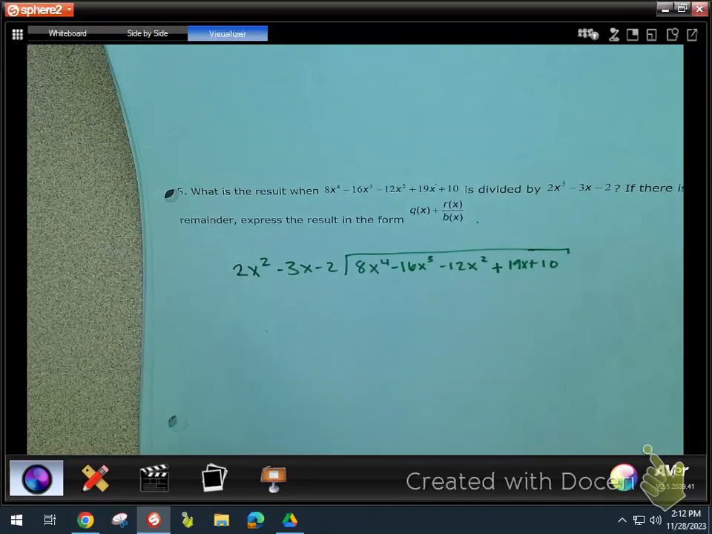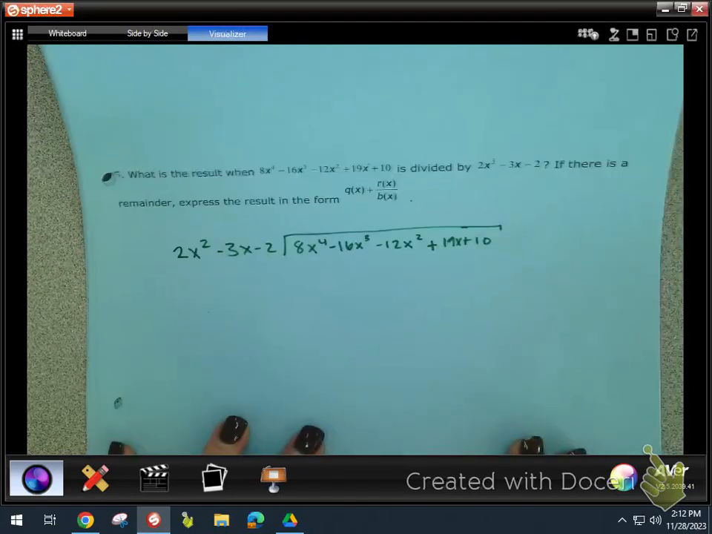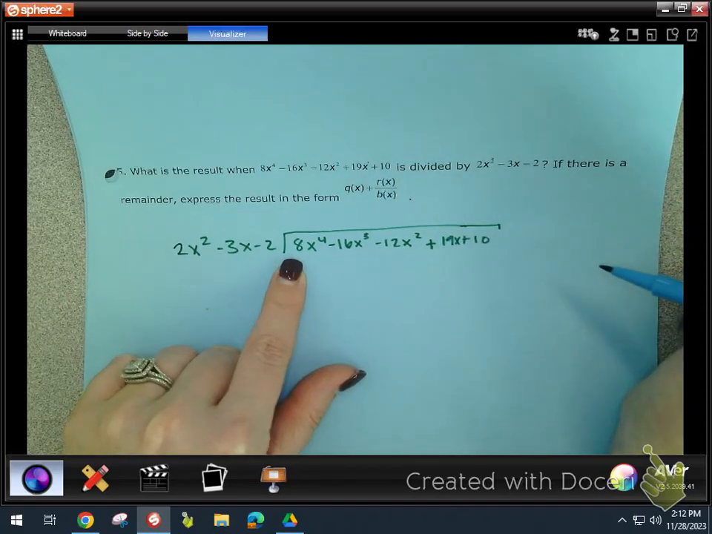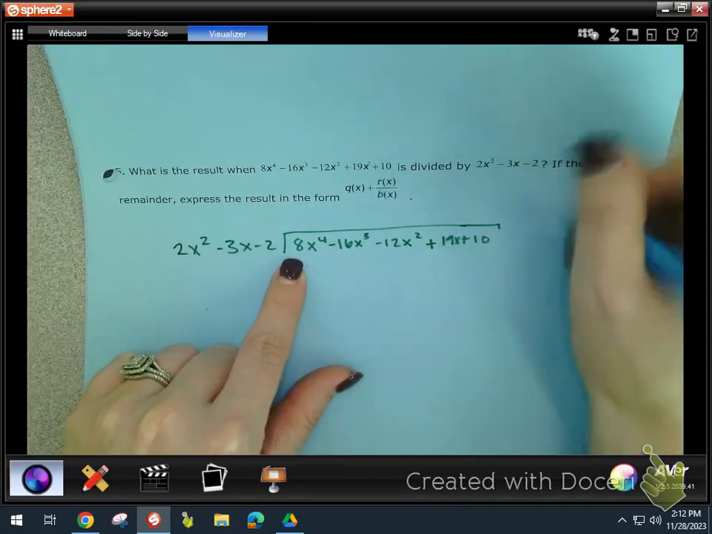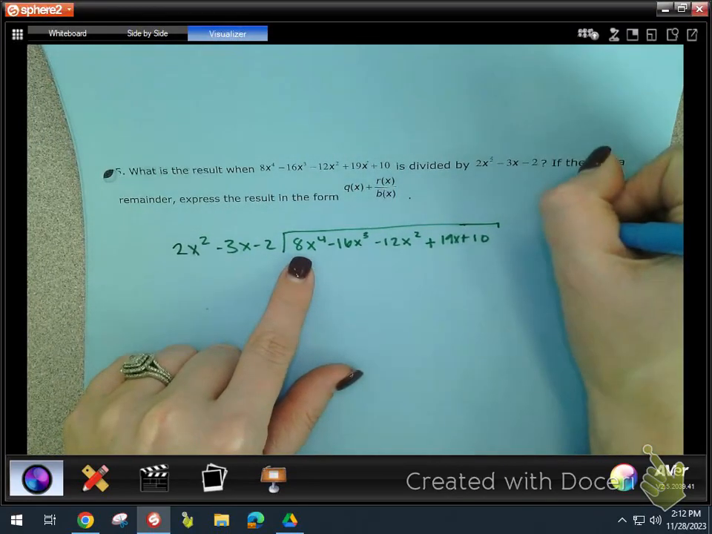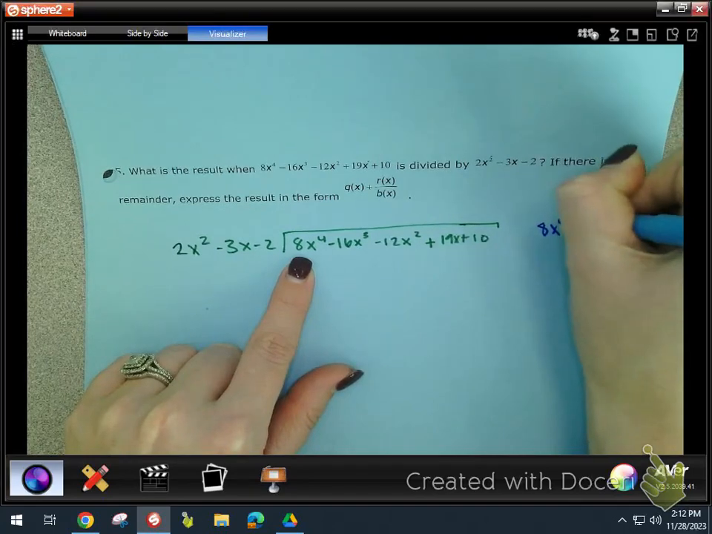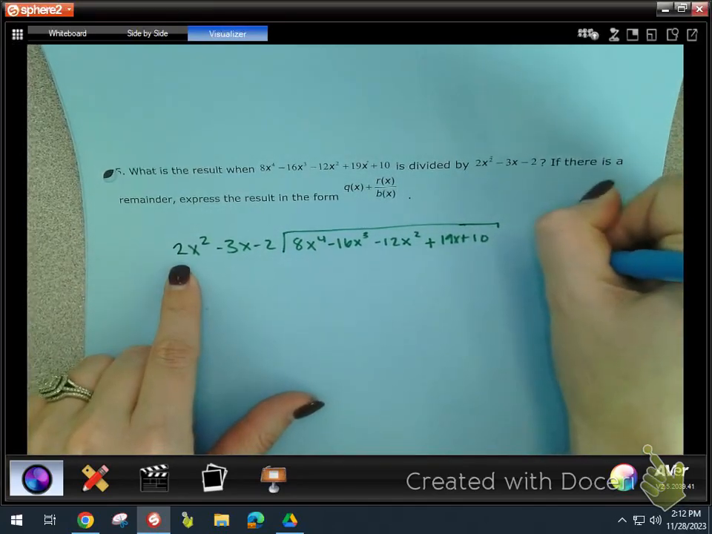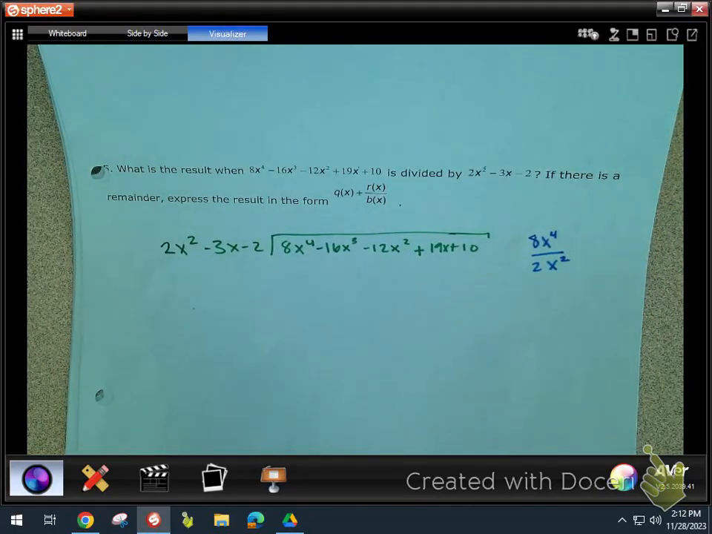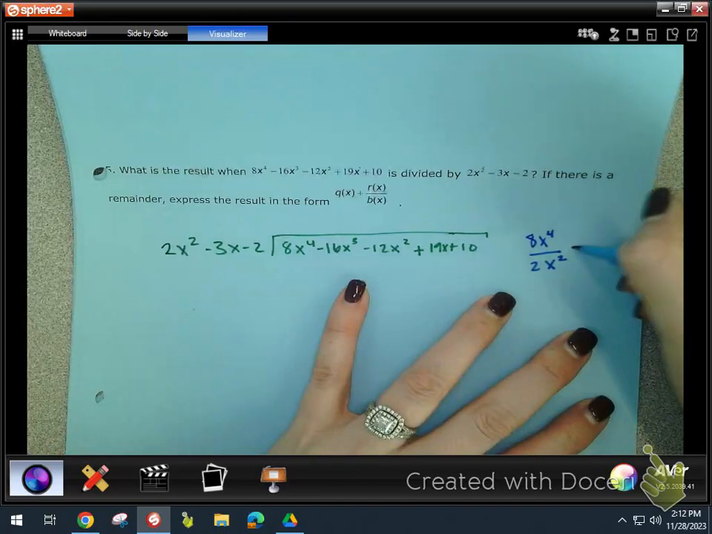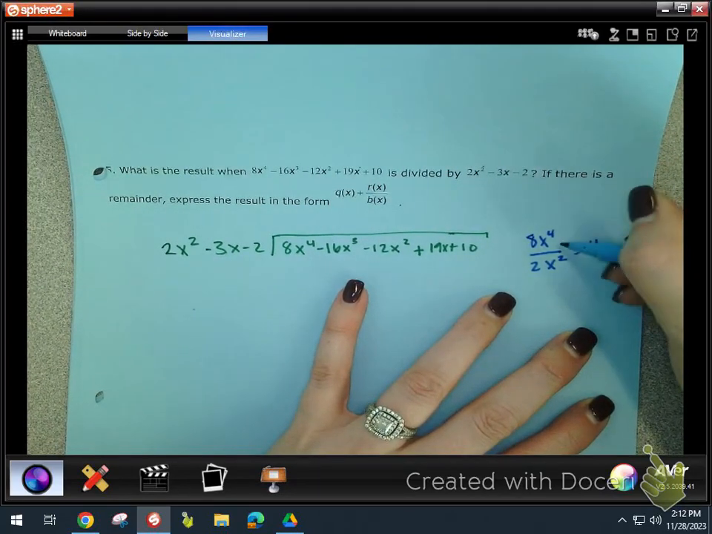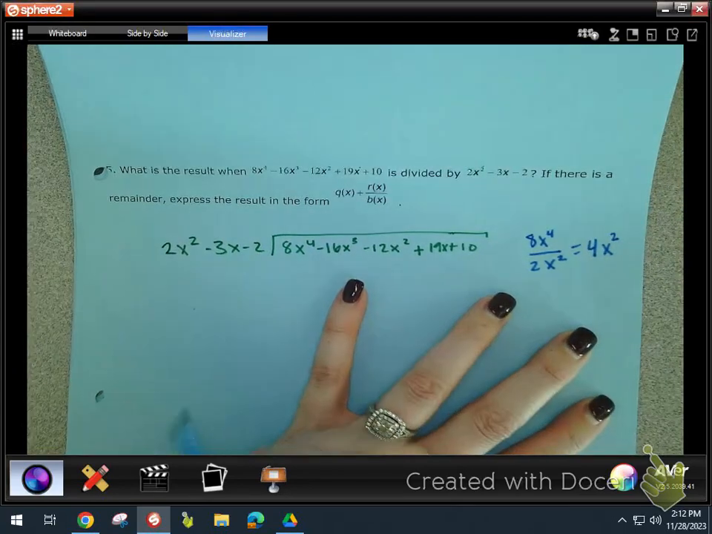To do this one, I did the side division with these because it's actual numbers now. So what's your first step? What are you dividing off to the side? Which again, you don't have to write this down if you can do it in your head. What are you actually dividing here though? 8x to the 4th by 2x squared. Just to review because we haven't done a lot with coefficients, you divide the coefficients. So 8 divided by 2 is 4. You subtract the exponents. 4 minus 2 is 2.